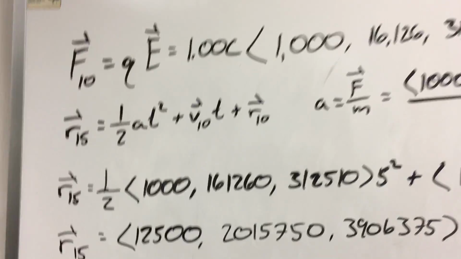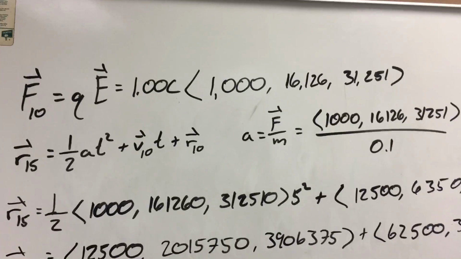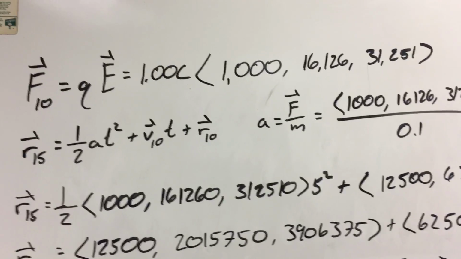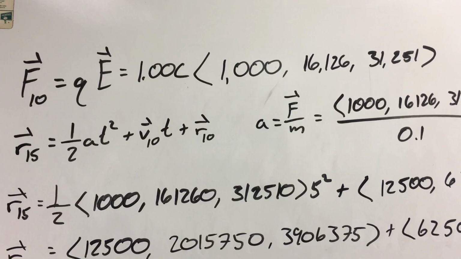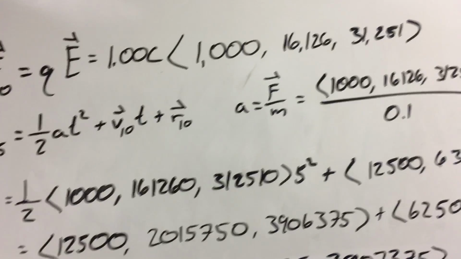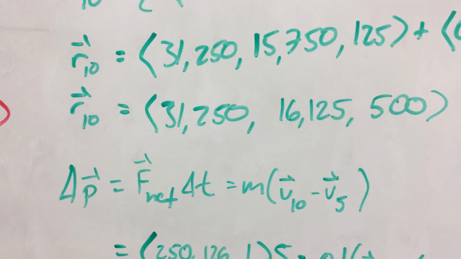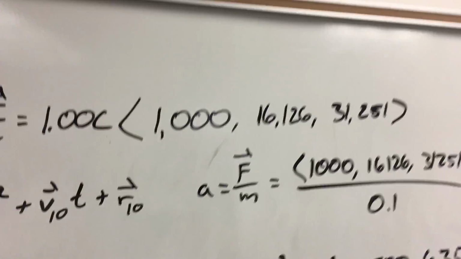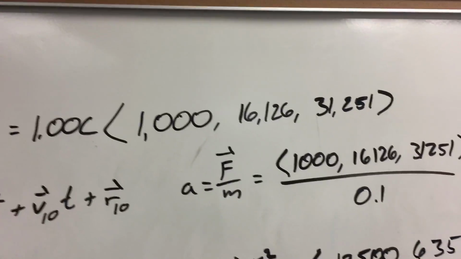And then we're going to do this one more time for 15 seconds, but yet again, we have to start with our force at 10 seconds. And so we plug in our position at 10 seconds that we found previously into the equation for our electric field, and that will spit us out our force vector at 10 seconds.